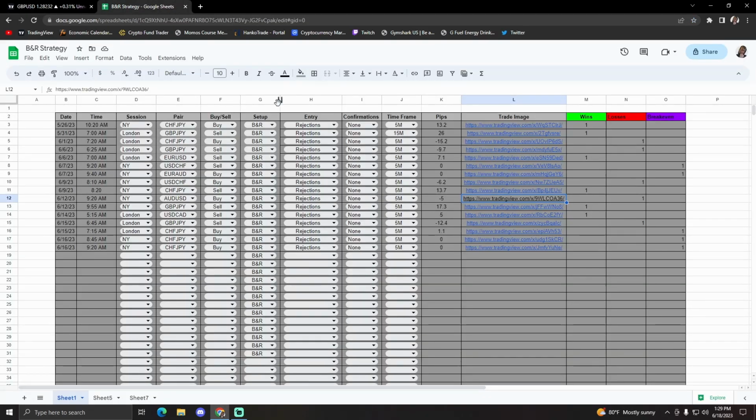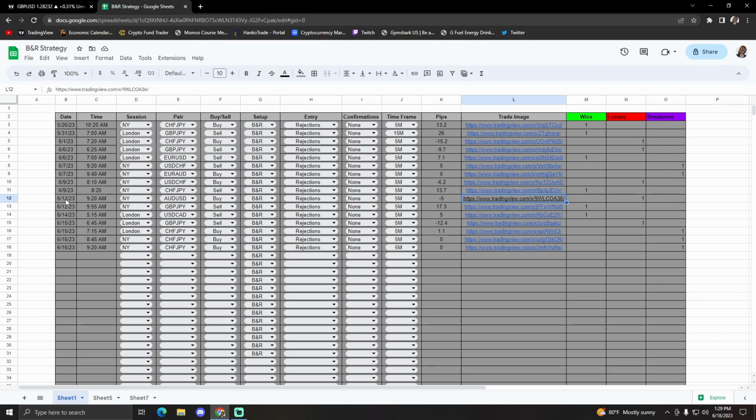So over here, this is all my information. I'm currently calculating different things, hence why we have two different pages over here. But this is focused on using a 1-to-1 RR and then moving stops to break even around a 0.50 RR. So that's that. A lot of these came out to break even, which, you know, is going to happen.